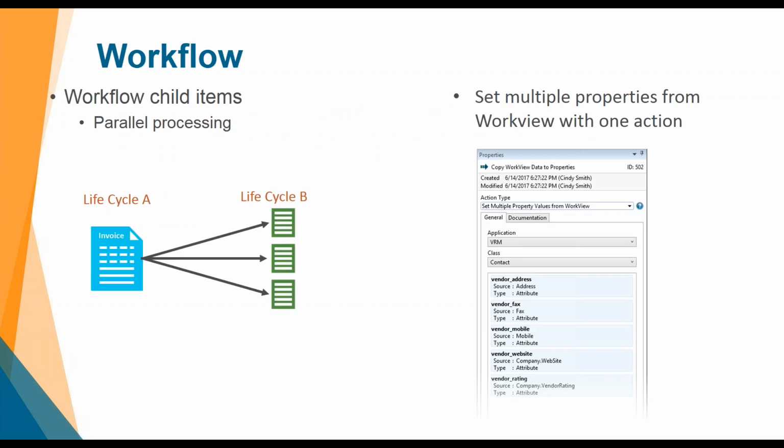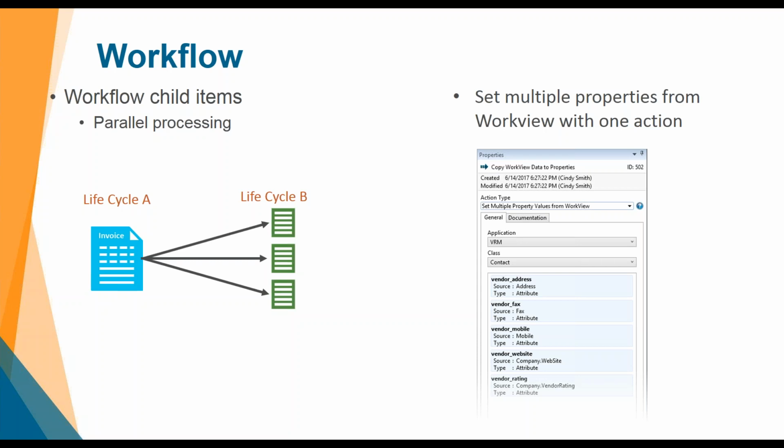And speaking of workflow and OnBase Studio, one huge addition to OnBase Workflow in 17 is this concept of parallel processing with parent and child items. So in this example, you'll see that lifecycle A contains an invoice, and lifecycle B can contain multiple other objects. So you can actually have it set properties and do things in multitude to route, say, approval letters, an approval notification, and other things.